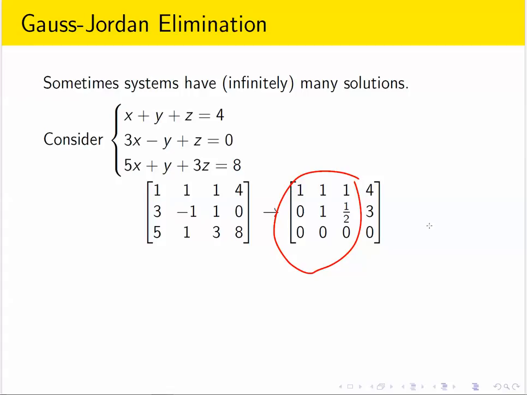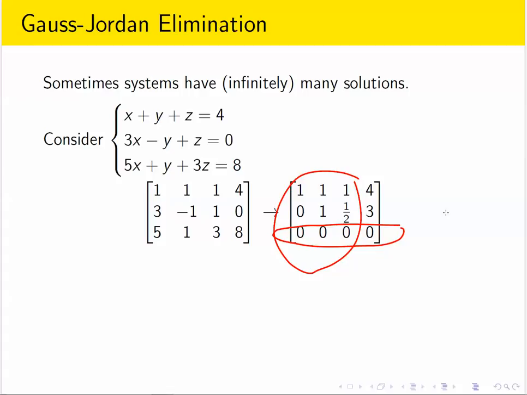again, we did not get the left side to look like an identity, which is a clue that something is wrong. But it's a different issue than before, because when we looked in the previous example, we had something that didn't make any sense, a row that said 0 is equal to 1. Now that's not the case here. Now we have a row that says 0 is equal to 0. And that's fine. 0 is equal to 0.